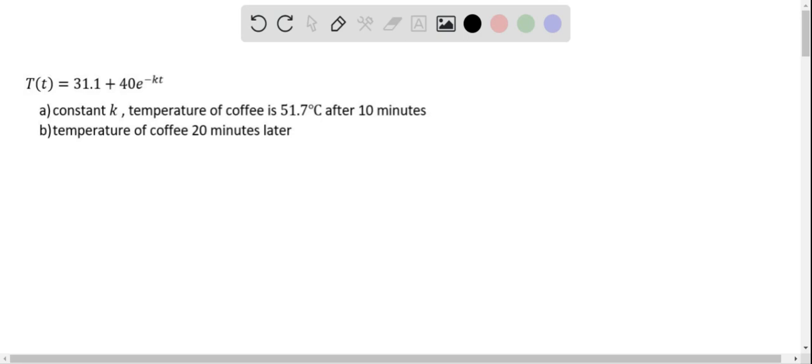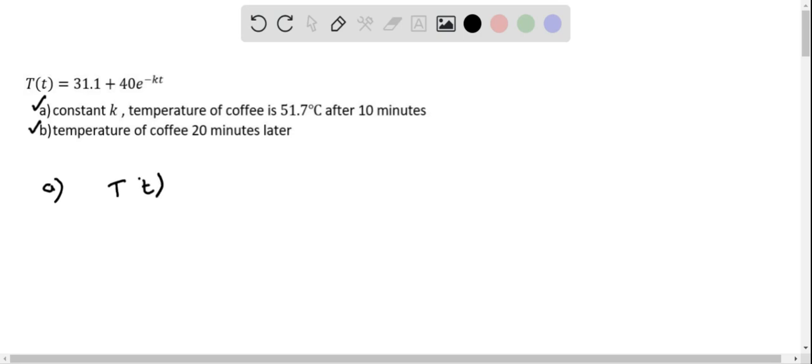In part A, we have to determine the constant k when the temperature of the coffee is 51.7 degrees centigrade after 10 minutes. And in part B, we have to find the temperature of the coffee 20 minutes later to this temperature. So let's answer these two parts. The first part, we have to determine the value of k.